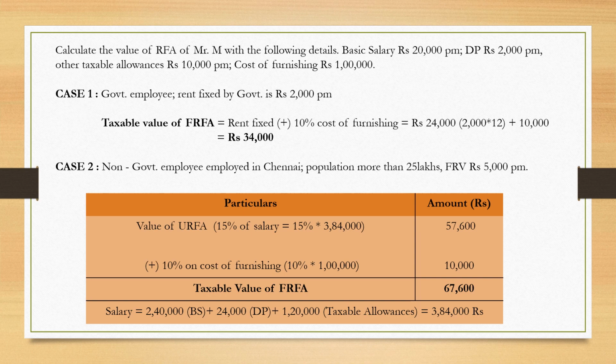Case 1. If Mr. M is a government employee, then the value of furnished rent-free accommodation will be the rent which is fixed by the government, that is 2,000 per month, and 10% of the cost of furnishing, which comes to 10,000. Totally, the taxable value of furnished rent-free accommodation of Mr. M will be 34,000.